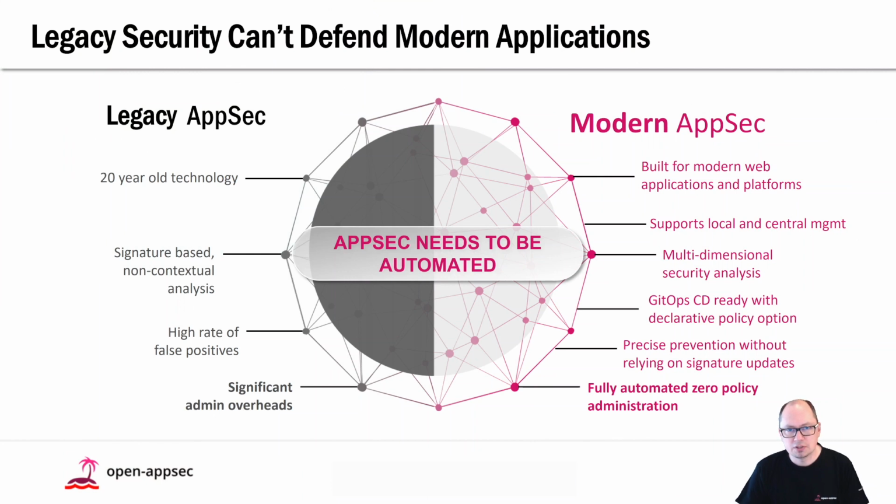First, let's see what's the difference between legacy AppSec solutions and modern AppSec solutions. The thing is that legacy security technically is not able to defend modern applications against zero days at all. Why? Because it's mostly a 20-year-old technology. It's in many cases still signature-based even today, which means in most cases as well that it's not looking at the context of the specific request. And this leads to the fact that there are usually a lot of false positives.